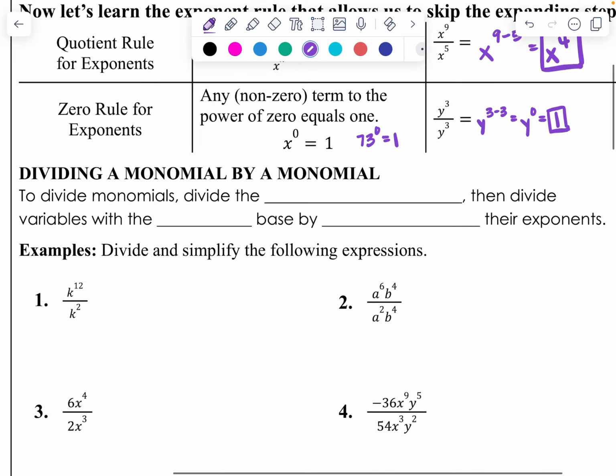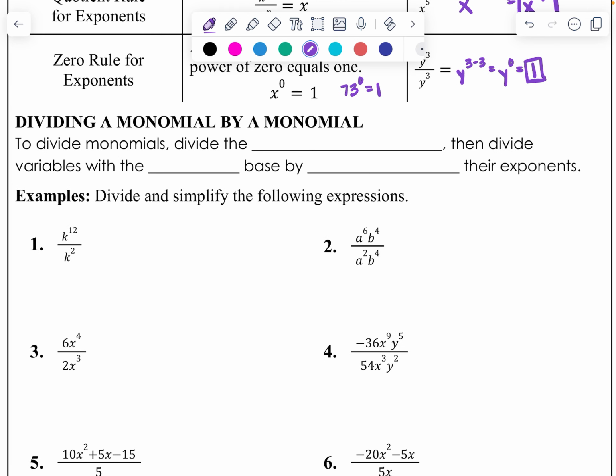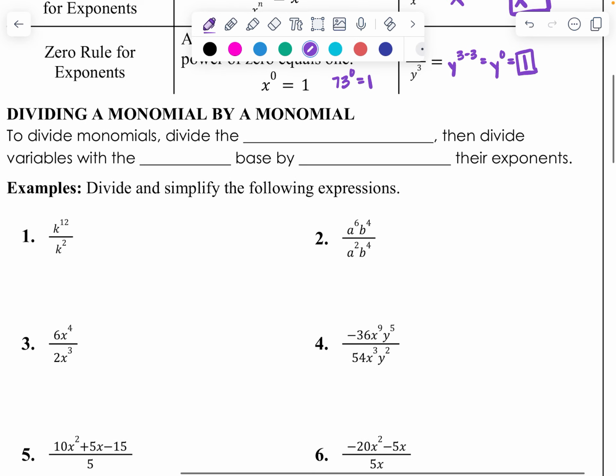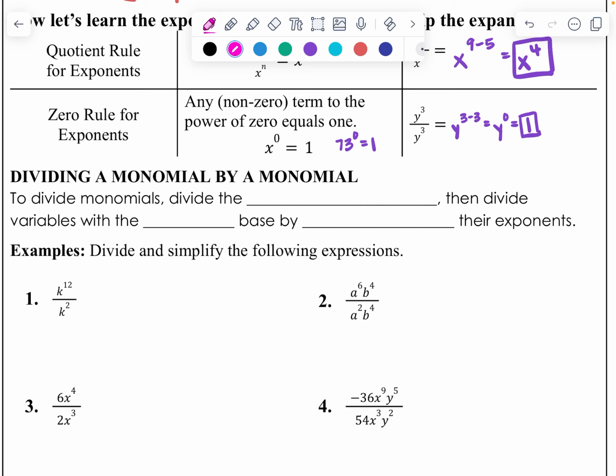Okay, so let's go to dividing a monomial by a monomial, and then we'll eventually get down to dividing polynomials by monomials. To divide monomials, divide the coefficients. Remember, the coefficient is the big number in front of the variable.